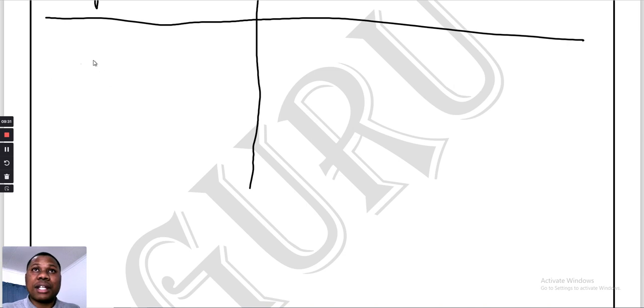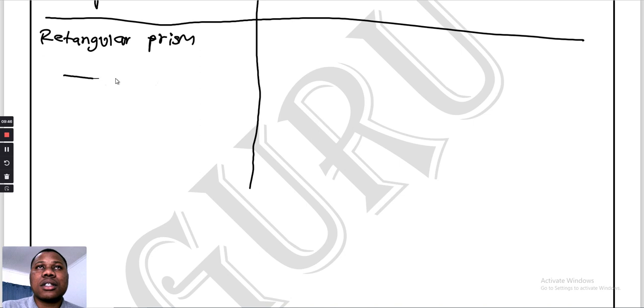Right, my first shape is going to be a rectangular prism. I'll just try to be accurate.